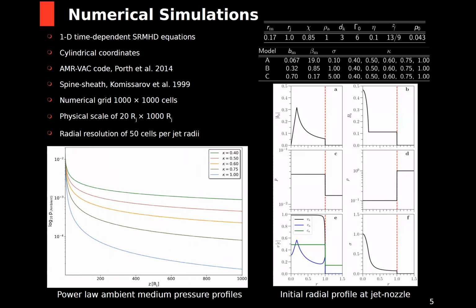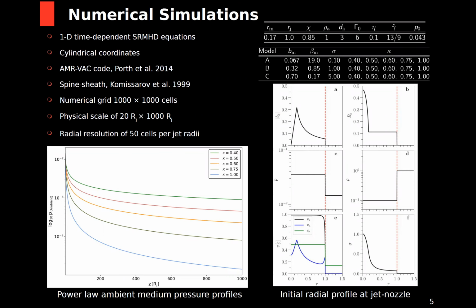Then a very brief part on the simulations. First we ignore this and also this part. We solve the special relativistic magnetohydrodynamic equations in cylindrical coordinates. Our model is a spine-sheath model: you have the jet spine in the very center, and around that you have a sheath. You can practically remove a lot of complications with that, and then you can put a numerical grid on that.